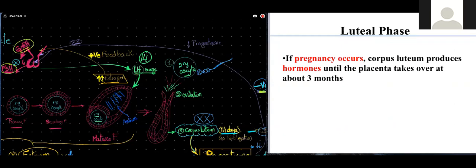Luteal phase, this phase is going to be taking place during pregnancy when the corpus luteum is going to be producing hormones until the placenta takes over. So remember, I need to maintain the endometrial lining for the baby to be implanted.